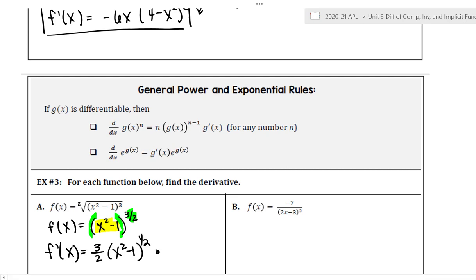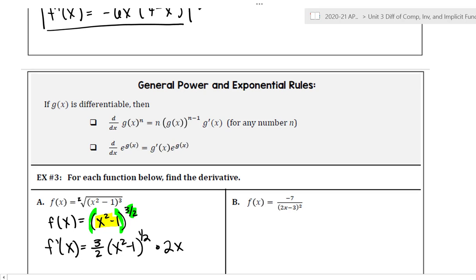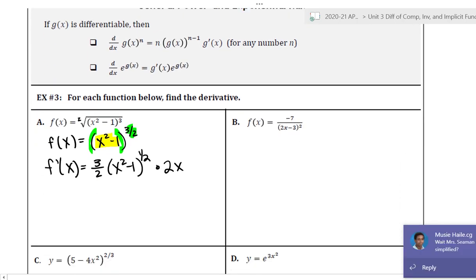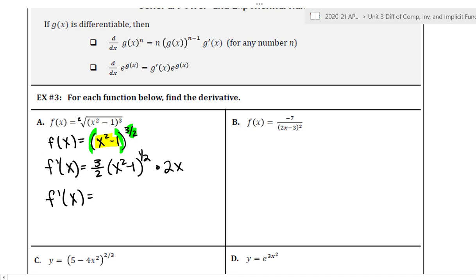Now I need to multiply by the derivative of that stuff, or the derivative of the inside. So that's going to be times 2x. We can leave it like that, or we can simplify, and we can say f prime of x equals, let's say, I'm going to combine these, so 3 times 2x is 6x. I'm going to just rewrite this as x square root of x squared minus 1, and that's all going to be over 2.